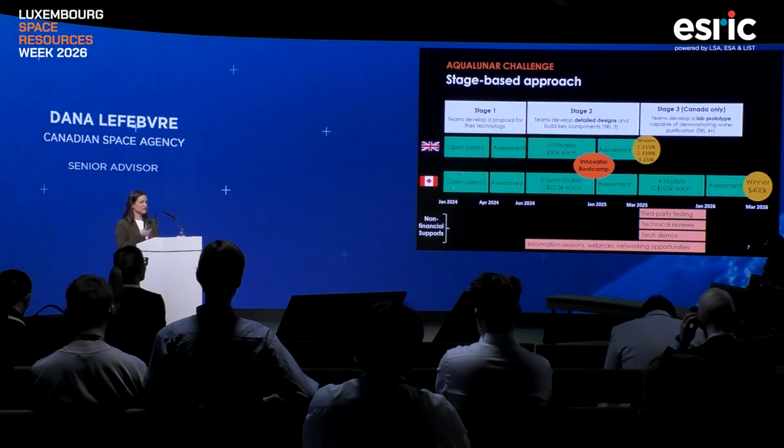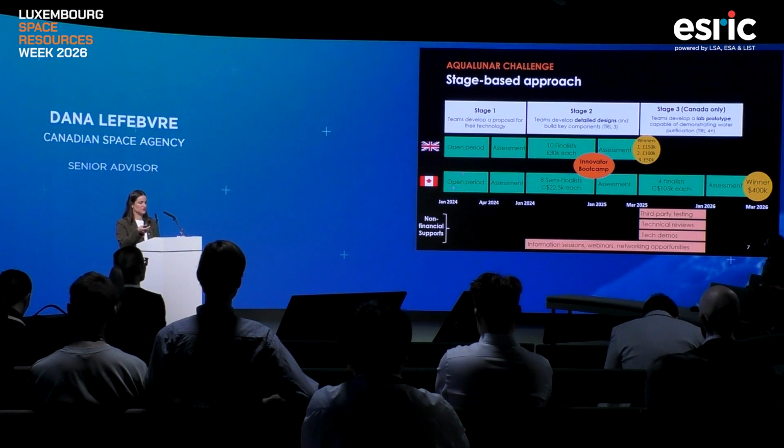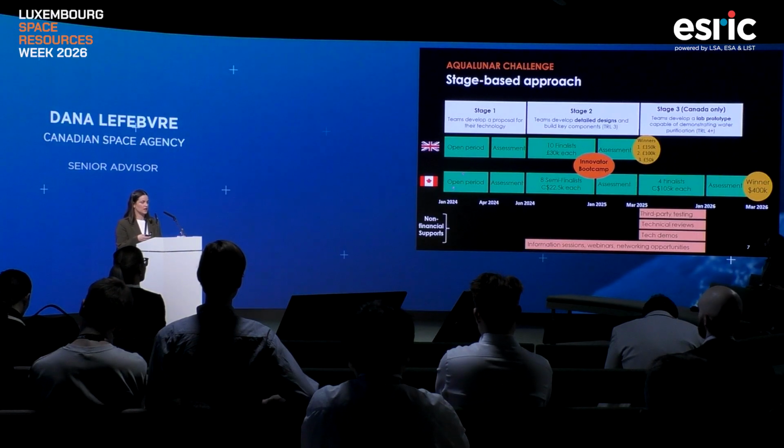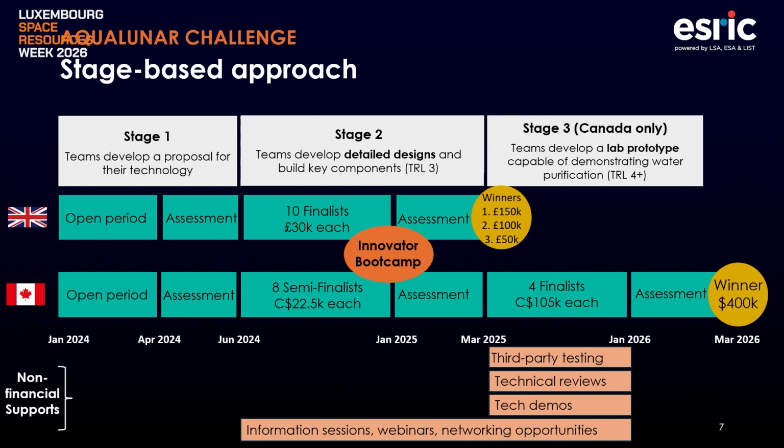So with that, here is our stage-based approach. As you can see, there are 2 distinct tracks, the UKSA and Canada. For stage 1, we asked innovators to develop a concept design, focusing on the mission scenario and any assumptions that they have. It's really meant to be system-level thinking rather than actual physical hardware at this point. So this really allowed us to cast a wide net and explore a diverse range of solutions. Teams who had a sound approach were then selected by the jury and moved on to stage 2.